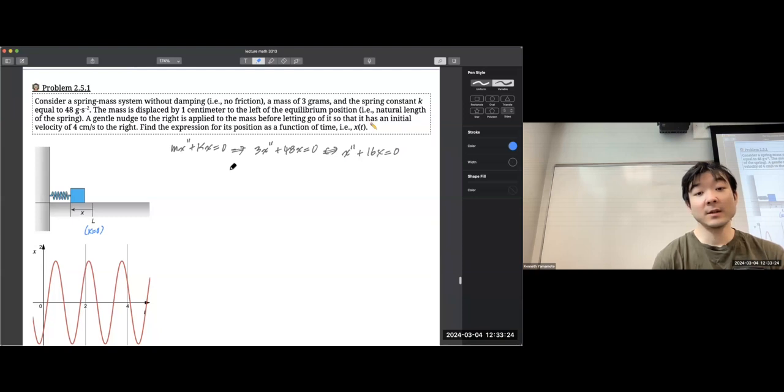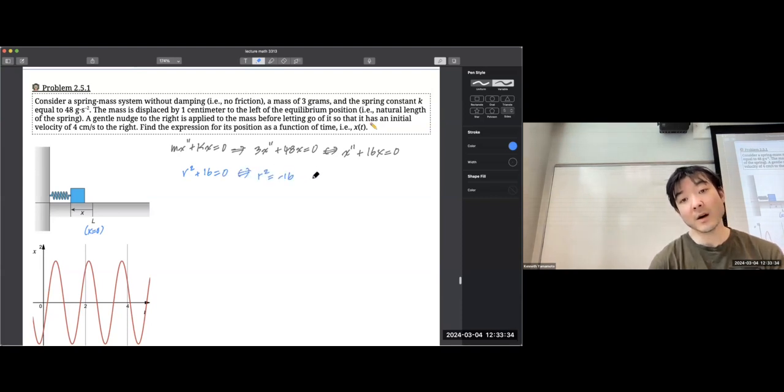And so this characteristic equation would be r squared plus 16 is equal to 0, which of course you can solve and say r squared is equal to negative 16, which means that r is equal to plus or minus 4i.